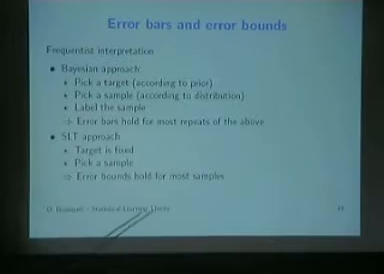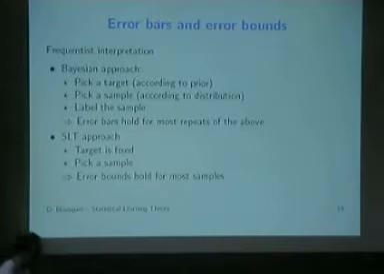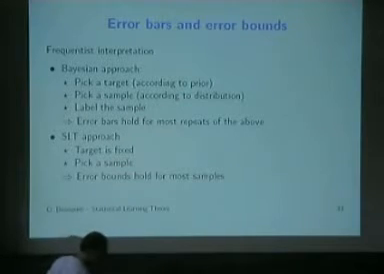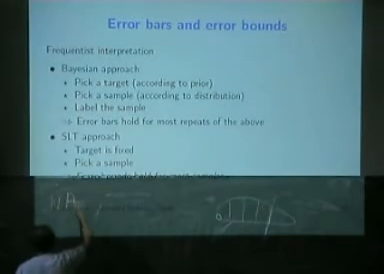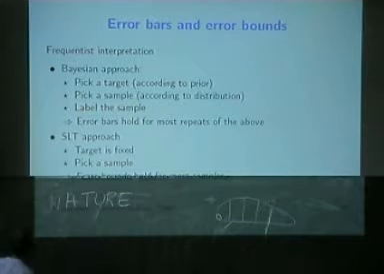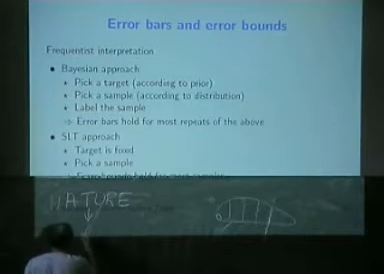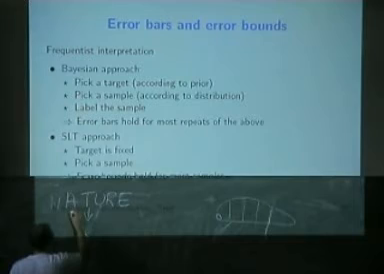So if you look at what people call error bars in Bayesian approaches, it is the following, if you want to give it an interpretation in a frequentist sense. So the model is the following. Let's say this is nature. And from nature comes some function, a target function. The way this is generated is modeled as a probability distribution. So you have your prior here.